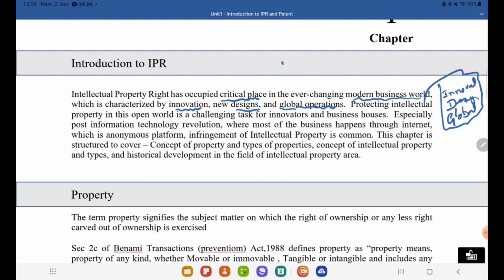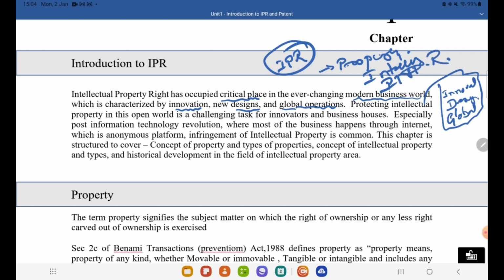So what does IPR, intellectual property right, mean? Before getting into what exactly IPR is, let's find out the meaning of what is property, and then what is intellectual property, and then what are intellectual property rights. Okay, IPR. So let's start our journey by understanding the meaning of property here.